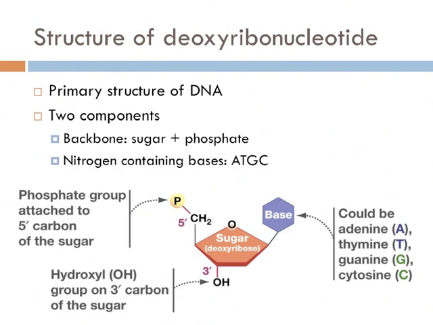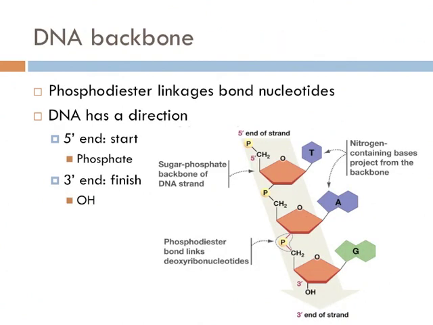The code of DNA is determined by the nitrogenous bases, and these could be adenine, thymine, guanine, or cytosine. Each nucleotide is linked to another by what is known as a phosphodiester linkage. And DNA has a direction. DNA is read from a 5' to 3' direction.